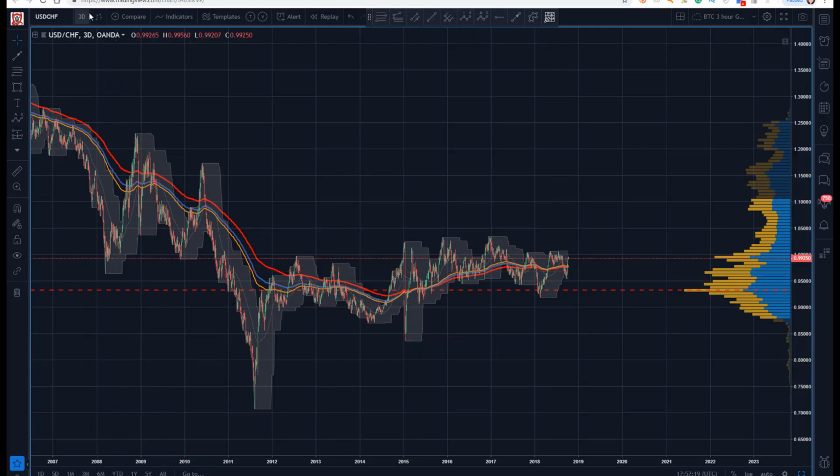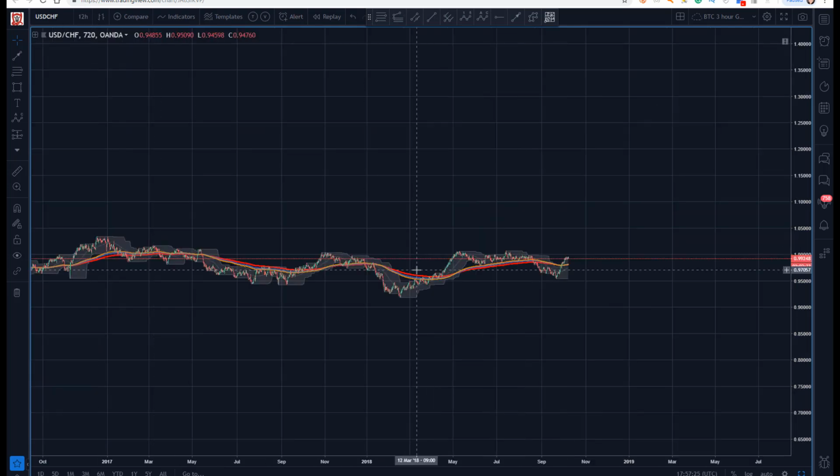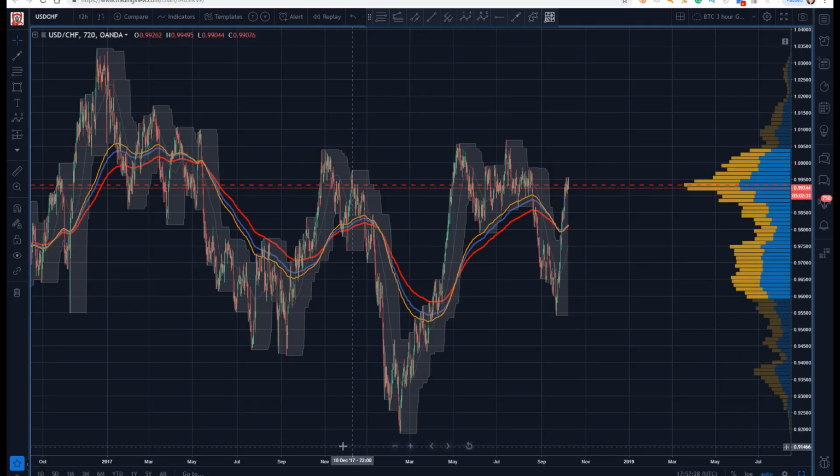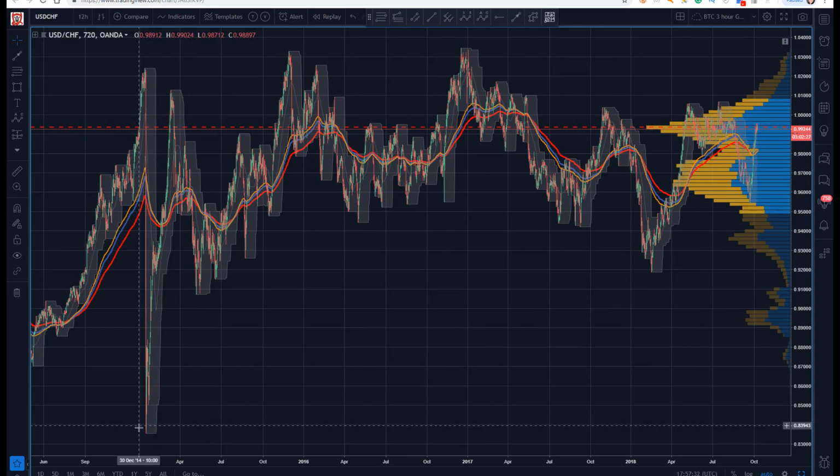So let's go from the 3-day down to the daily, see what we learned there, if there's anything we can learn from it. All right, let's go to the 12-hour. How about that? Cut the day in half and see how this looks. All right, so where are we in this whole process? Well, here was the big sell-off, the surprise day.